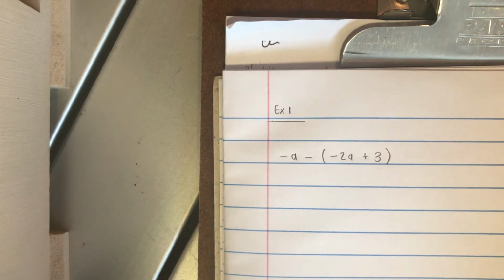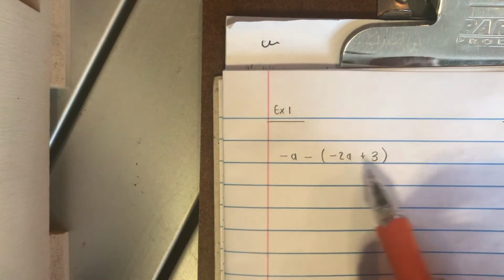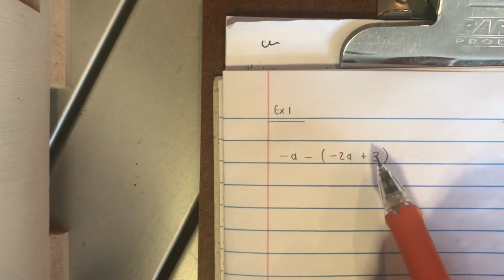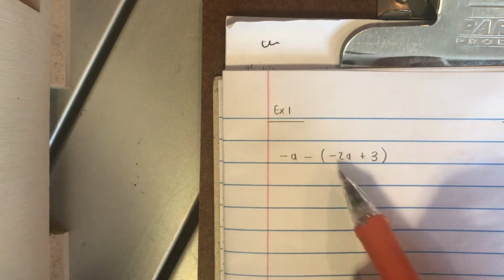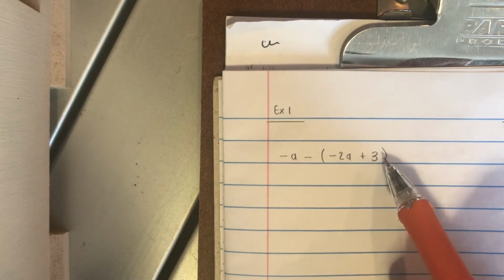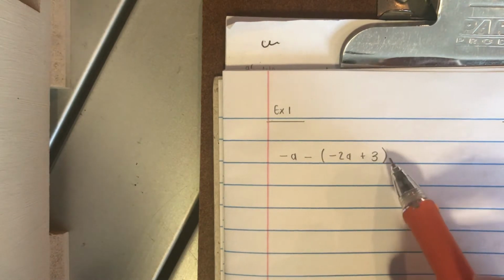This is the first one. We are going to use the distributive law here. We can see that we have brackets here. First thing that we want to check is, can't we simplify what we have inside the brackets? We can't, because we don't have like terms.